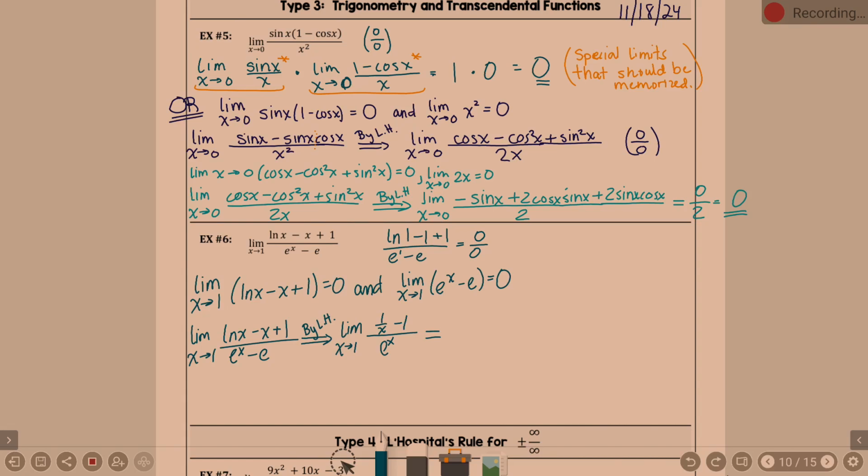Oh yeah, we can plug in. I was thinking we needed to do something fancy here, but no, we don't. We can plug in. So what do you get on top? 1 over 1 minus 1 is going to be 0. What's e to the first? E to the first is 2.718, whatever the value of e is. So 0 divided by anything is 0. Natural log of 1 is 0.